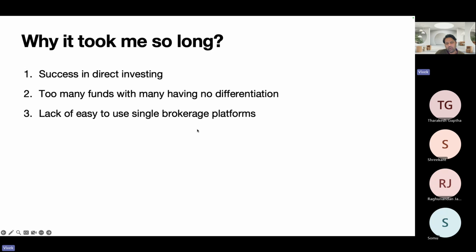Now, the reason it took me so long was that, as I was saying, from 2013 onwards, as I was doing direct equity investing, I had success in direct investing. So I never bothered about looking at mutual funds. I also had very similar problems when I wanted to start on mutual funds: I thought there are too many funds, and most of them look the same with no differentiation. How will I pick which funds to invest in and which funds to ignore? That was also a problem for me. The third one was, at least at that point of time, 2012, 2013, there was a lack of any single brokerage platform where you can go and buy all mutual fund schemes. So that was another problem.